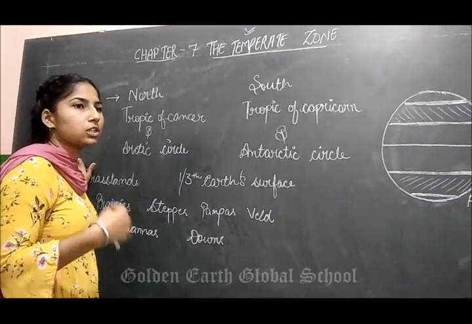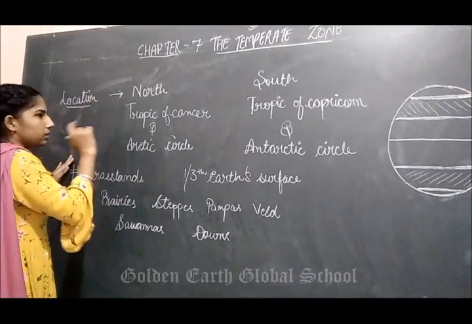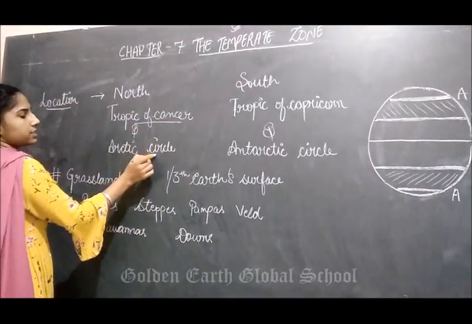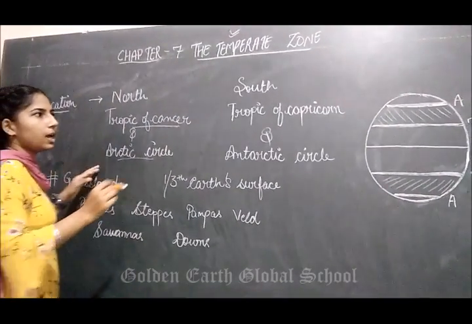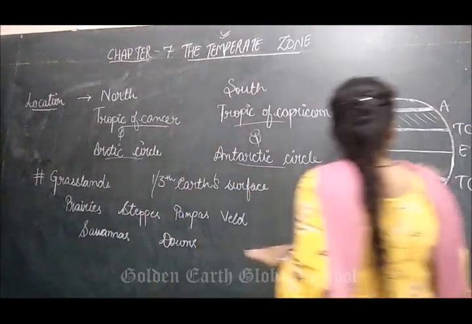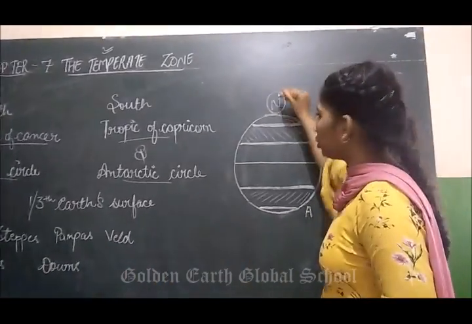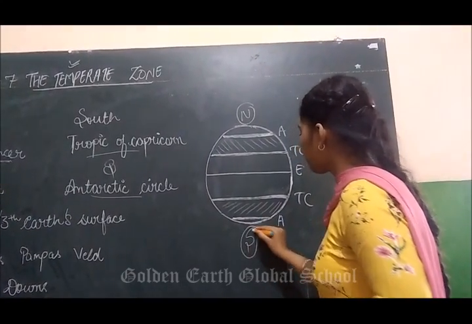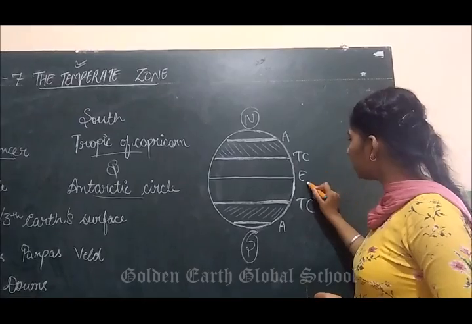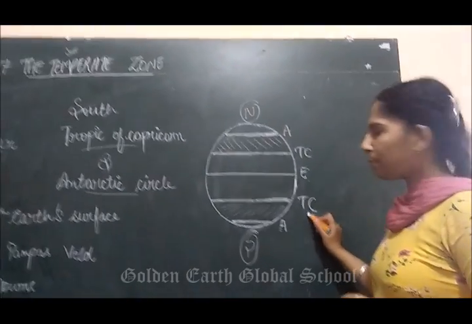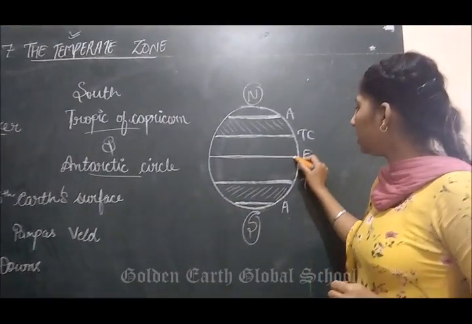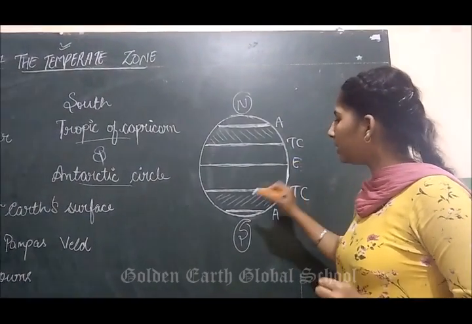We will discuss the location. The temperate zone is located between the Tropic of Cancer and the Arctic Circle in the north, and the Tropic of Capricorn and the Antarctic Circle in the south. This is the North Pole and this is the South Pole. Arctic Circle, Tropic of Cancer, Equator, Tropic of Capricorn and Antarctic Circle. This is the line Equator, right?